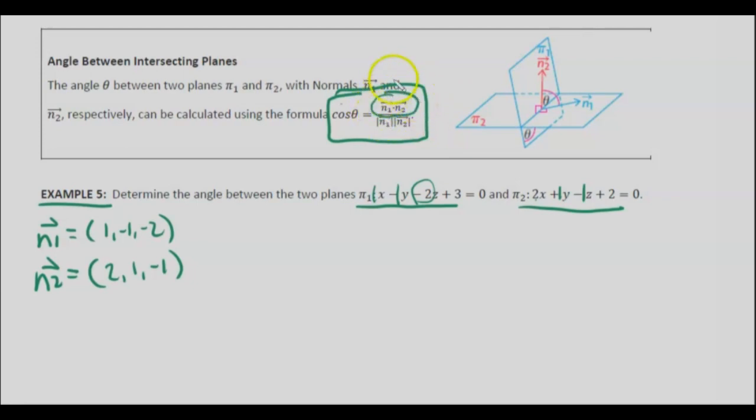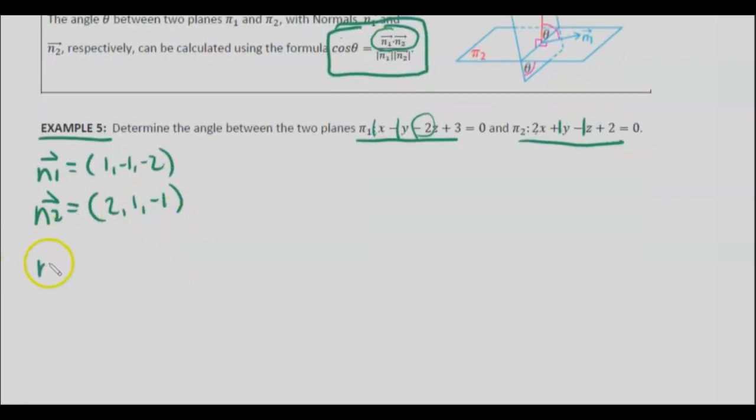Okay, and let's just follow the steps in this equation. So first, let's find the dot product. Let's find n1 dot n2. So we're going to get 1 times 2 is 2, plus -1 times 1 is -1, plus -2 times -1 is 2. So 2 plus -1 is 1, plus 2 is 3. Oh, sorry, I put equals 0. Don't know why. Okay, the dot product is 3.